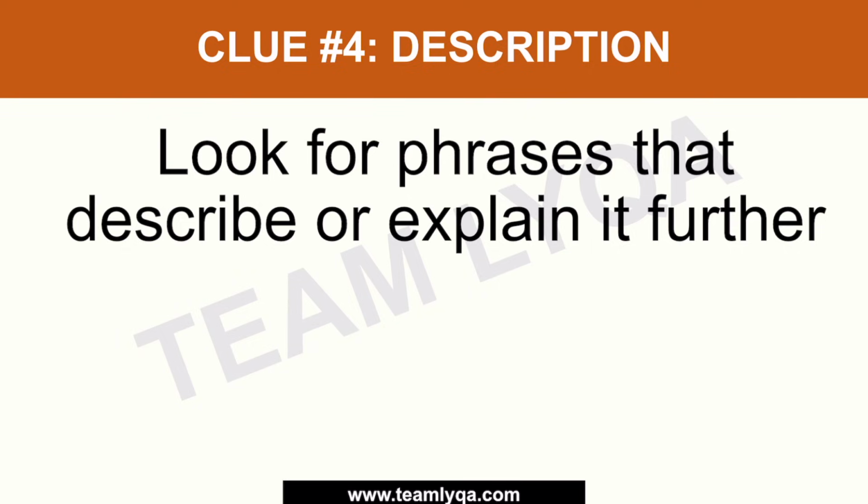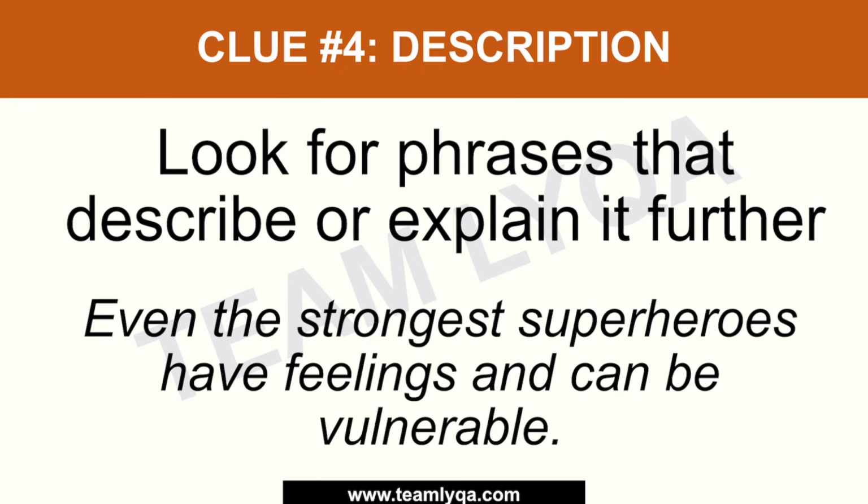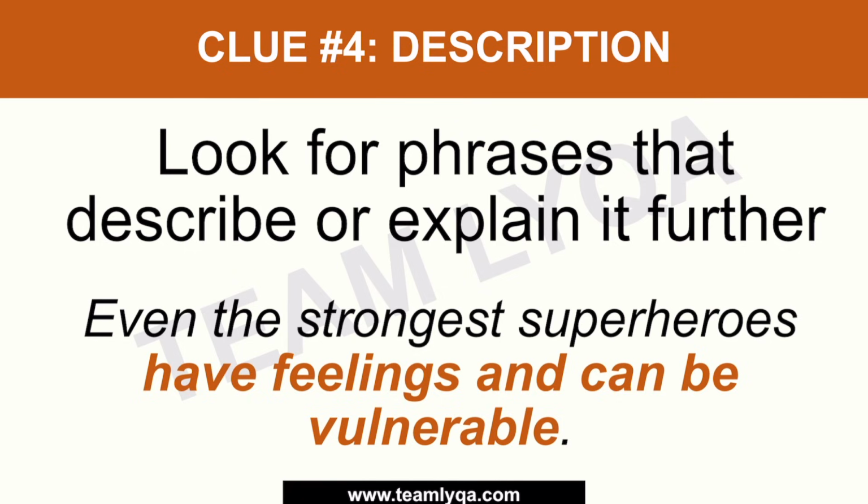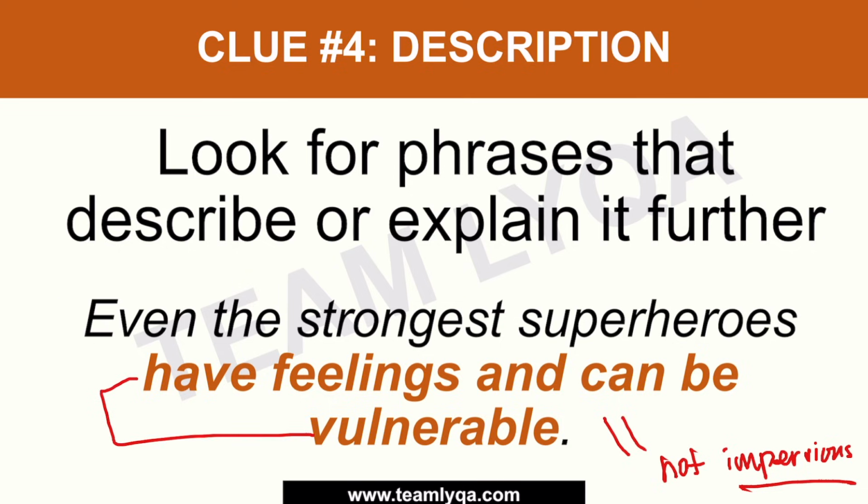Because if we remember, it says Clark Kent is not impervious. Okay? He is not impervious. And it was explained in the latter part that even the strongest superheroes have feelings and can be vulnerable. So if Superman has feelings and is vulnerable, and the word we used is impervious, right? Not impervious. It means, if you have feelings and you are vulnerable, you are not impervious. So if you are impervious, it means the opposite: you don't have feelings and you cannot be, or are not, vulnerable.